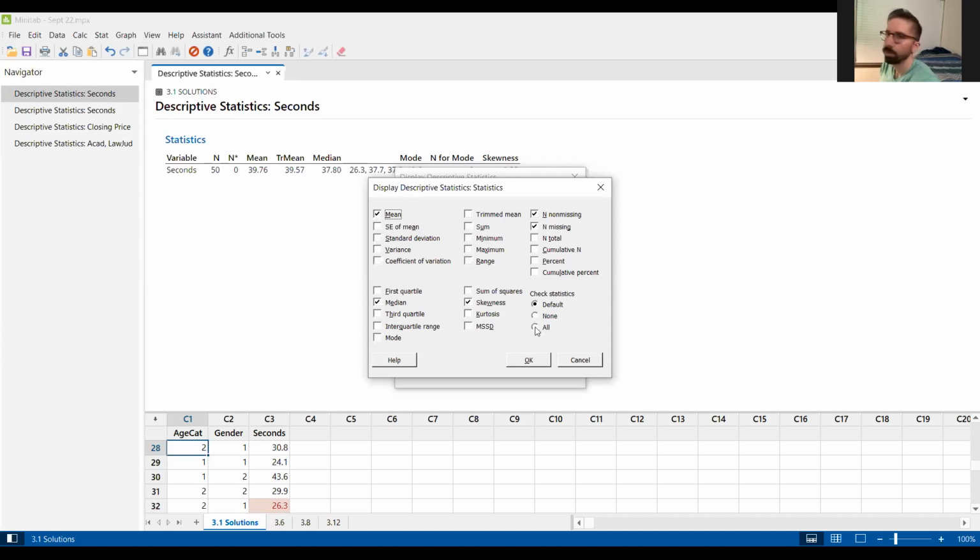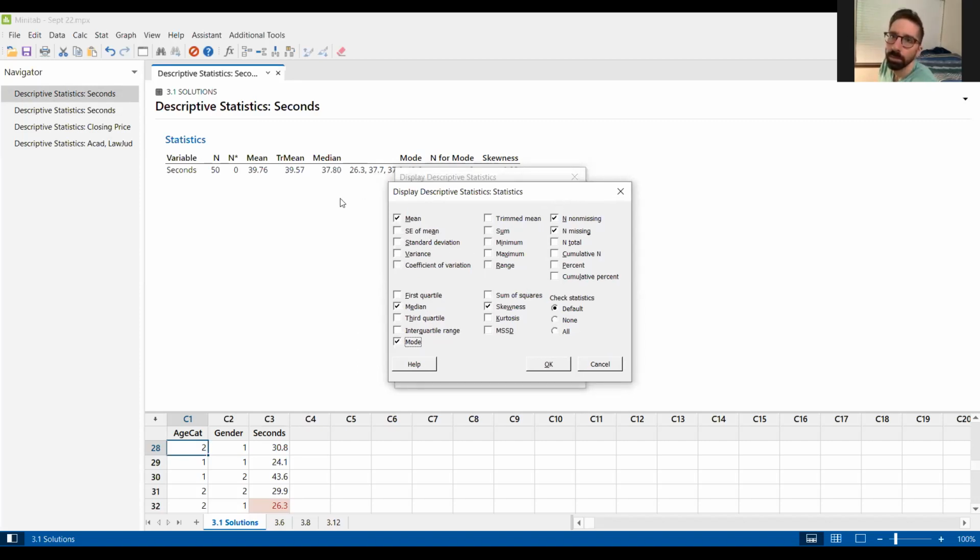If I wanted to do all of the default ones, I would click All here. But I just checked the mean, the median, and the mode. I don't have it checked, but I will check it. And there's something called the trimmed mean. Now, we didn't go over that, but it's not something that's very important.